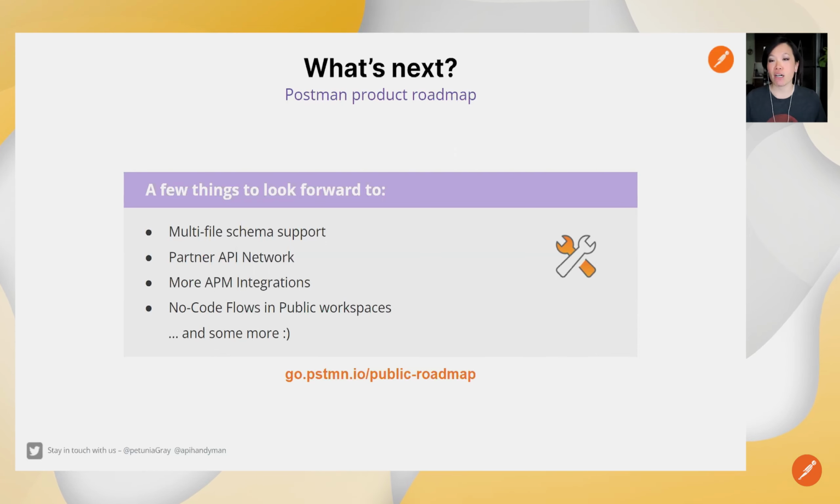I didn't even talk about application performance management integrations, but if you look under that very last tab in the API lifecycle, you can see a ton of integrations, and there's even more coming. And no code, low code flows. It's out, it's in beta. So if you haven't played around with it, it's pretty neat drag and drop ways to run your API flows.